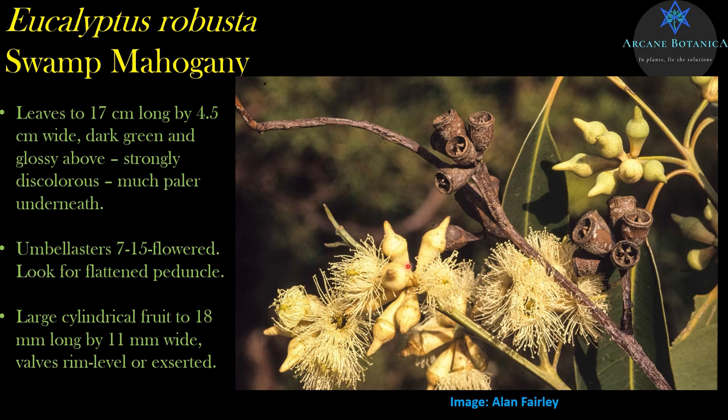And the whole thing is about 1:1. So if you measure the operculum or the calyptra to the hypanthium, about a 1:1 ratio. So that's very typical Eucalyptus robusta. And then just lucky enough, Alan got the fruit as well. So there's the buds, we got some nice ripe flowers, and there's the fruit.